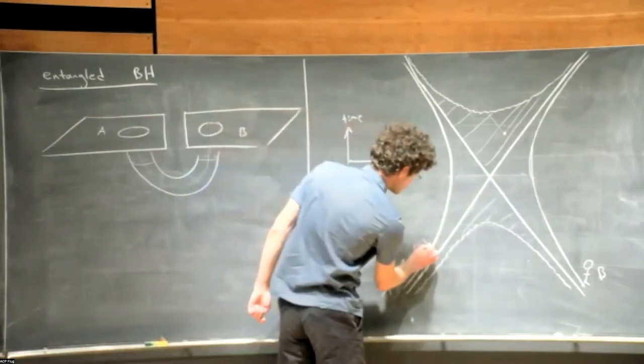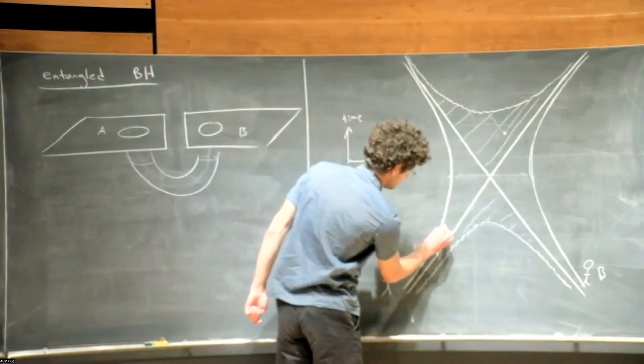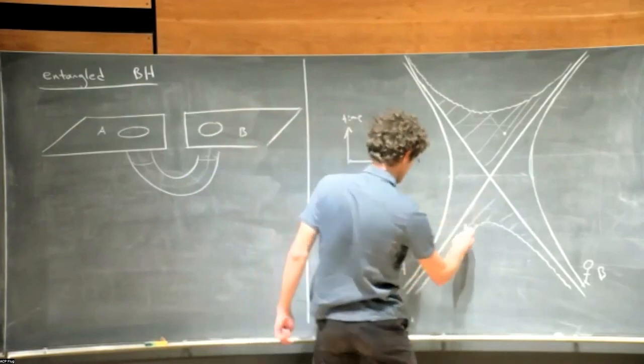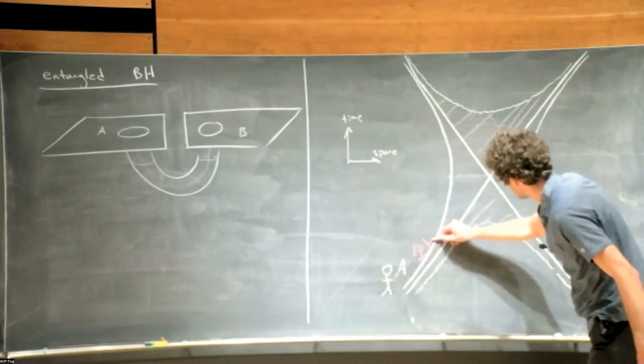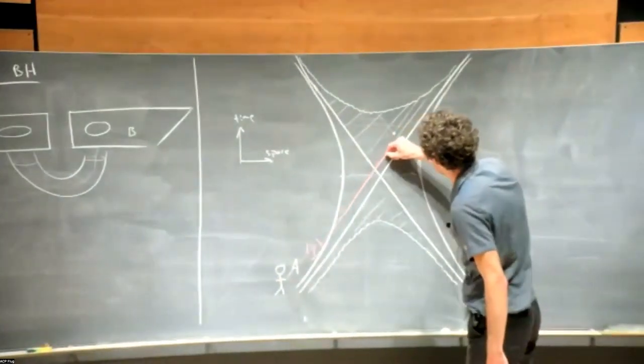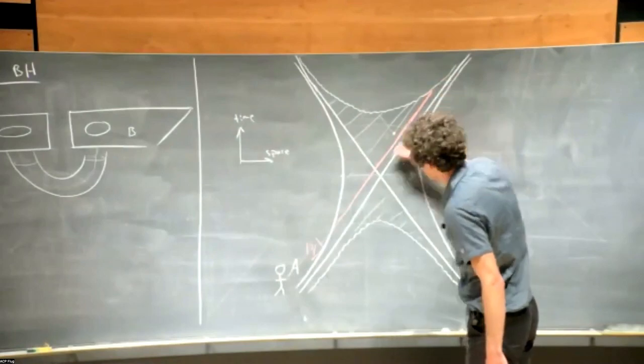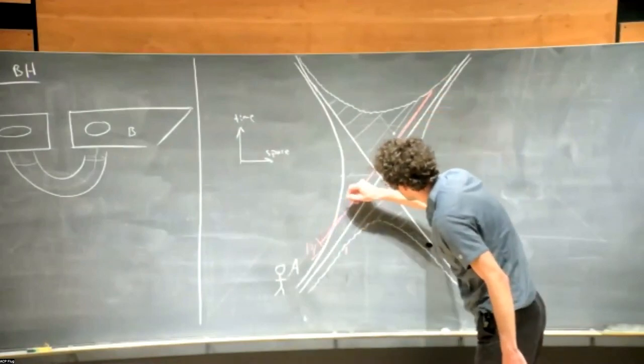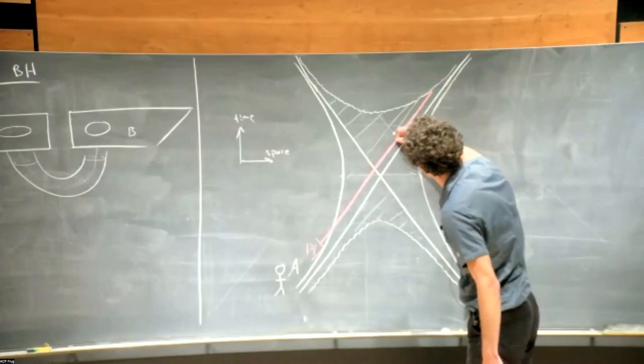And so she throws it as fast as it can go, which is the speed of light. So it travels on a 45 degree line. I have to draw this kind of carefully. Here's the trajectory of the quantum state. She throws it into the black hole.